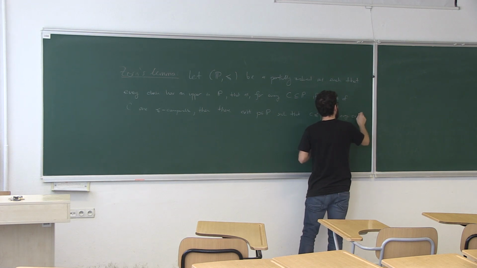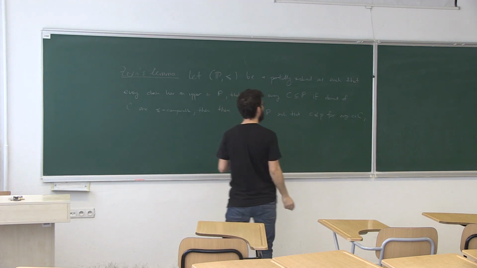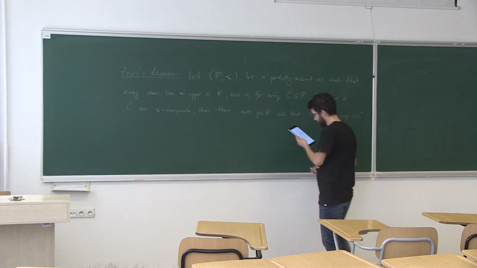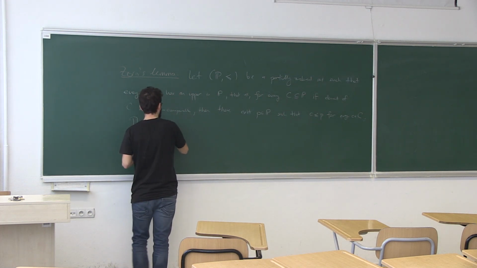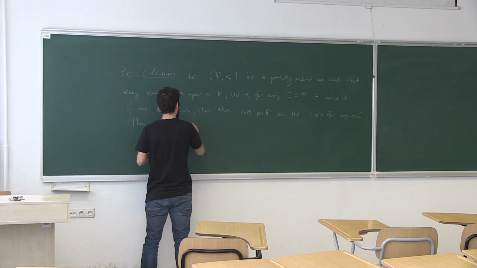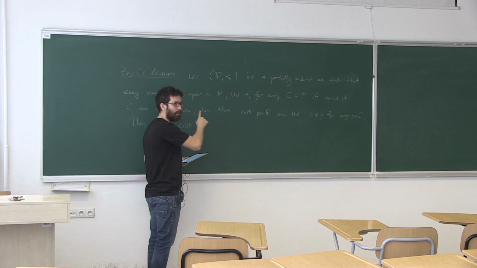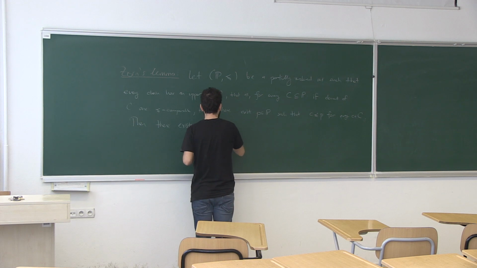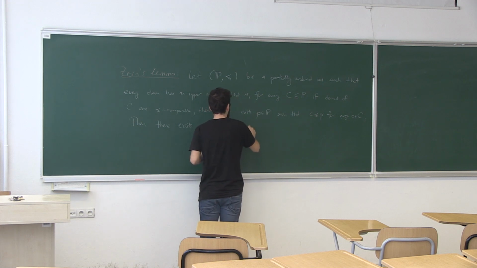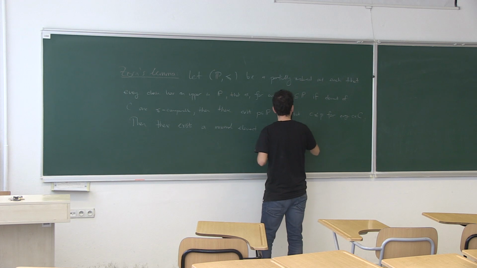Now, if you have such a partially ordered set, the conclusion is that there exists a maximal element. You see, I didn't say greatest because we're working in a partially ordered set, not necessarily a linearly ordered set. There exists a maximal element in this partially ordered set with respect to this order relation.